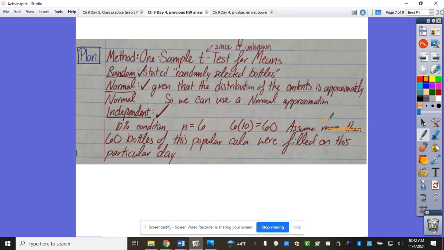I don't like that I used to do this, "at least," and I should have written out more with the equation. Assuming at least 60 bottles of this particular cola were filled on this particular day by this filling machine.